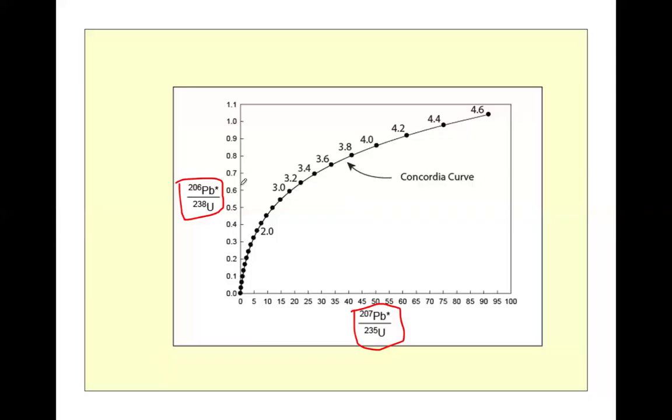Actually, this is a universal graph, but we don't call it a universal graph; we name it a Concordia diagram or Concordia curve. The name of this universal type of graph is the Concordia curve. So this is a curve, right? It's not a linear variation. It's a curve.